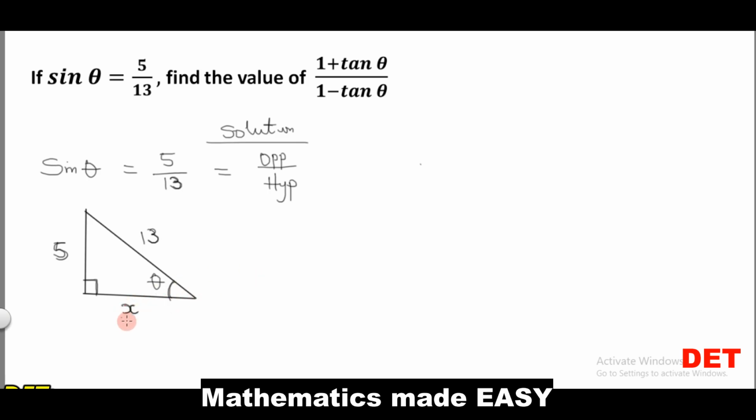Alright, so how do I look for my adjacent, which is x? I can look for this using Pythagoras theorem. So from Pythagoras theorem, we have that hypotenuse squared is equal to opposite squared plus adjacent squared.